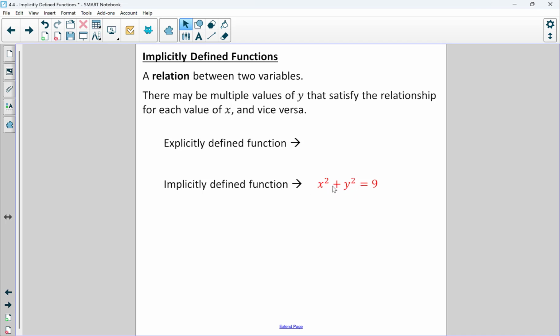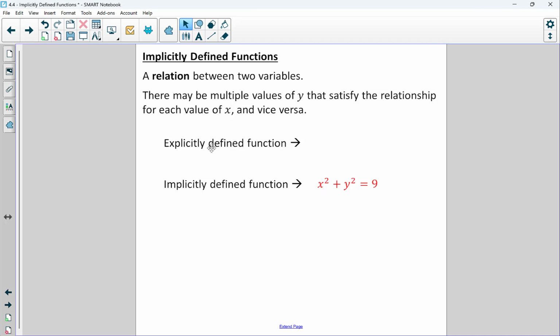Now, in this case, x squared plus y squared equals 9 technically isn't a function in our definition of a function because x squared plus y squared equals 9 is a circle. It's a circle of radius 3. x squared plus y squared equals r squared. So for any given input, there are two outputs.